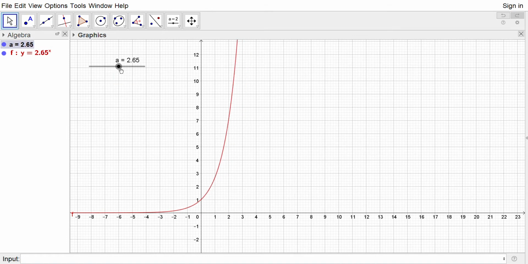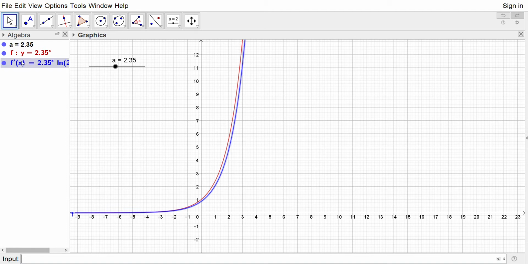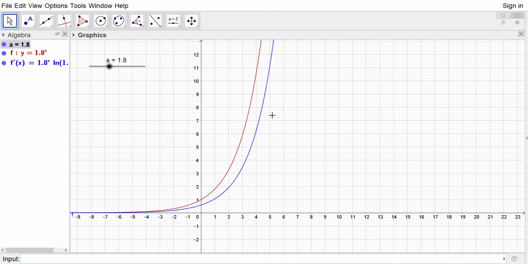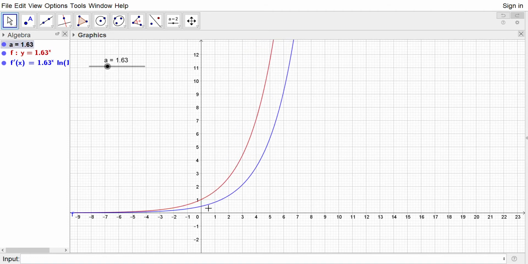And we can see that if we keep increasing that, it gets steeper and steeper. But the question is, what if we look at the gradient of that graph? So if we just type into GeoGebra f dash, because I've saved my original function as f, we can see that I get the gradient plotted here as well. And we can see that for values of a which are reasonably low, the gradient function is always slightly less than the gradient of the original function.